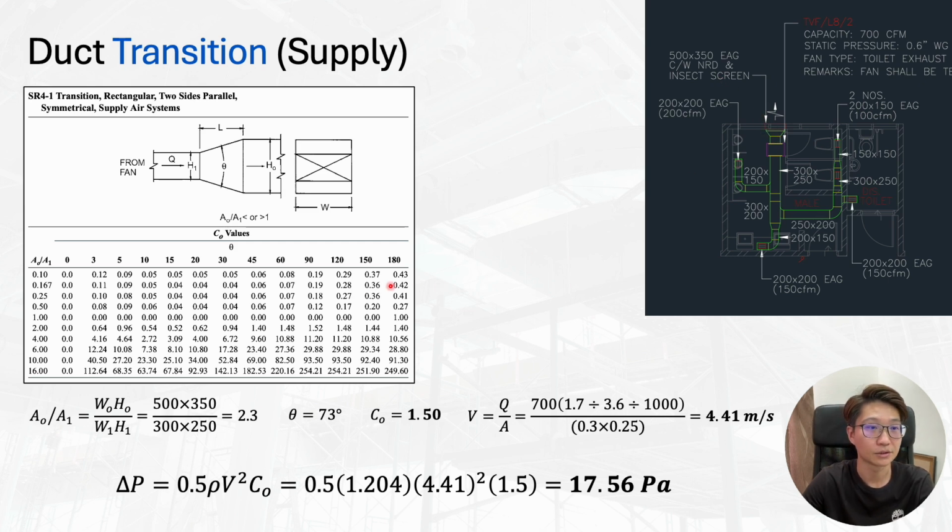The procedure is the same. Now we do all the same things, and the angle this time is more. This time it is a very high angle, so you can see the loss is very high also. But we have to refer to the supply table. We cannot use the exhaust table, it will be slightly different. So we get our pressure loss.